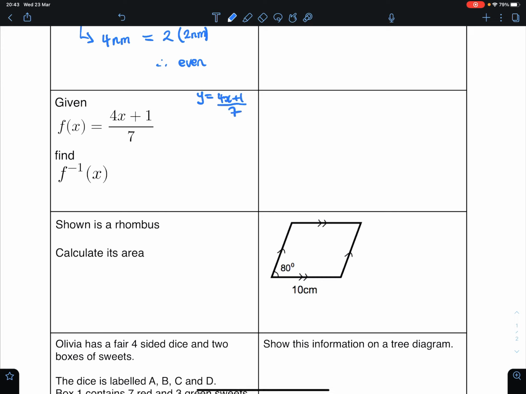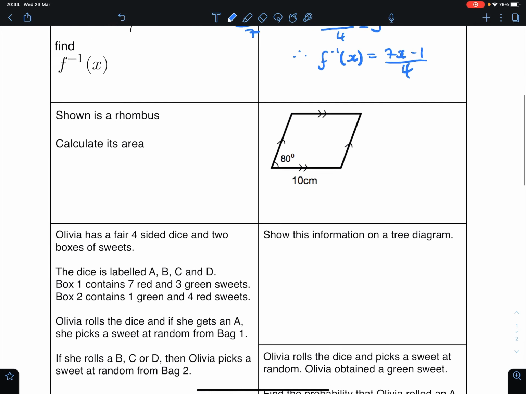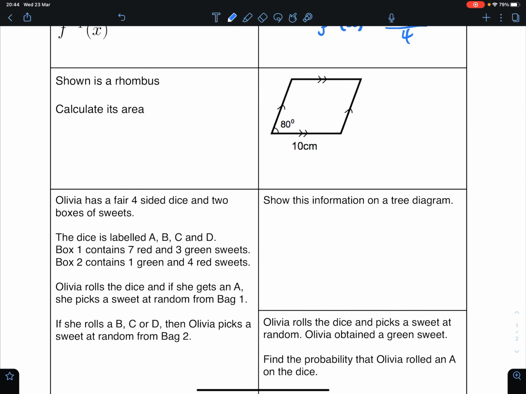So first of all, if we multiply both sides by 7, we get 7x equals 4y plus 1. So done that. Taking away 1 from both sides, we get 7x minus 1, which is equal to 4y. Then dividing both sides by 4, we get 7x minus 1 over 4 is equal to y. And that would then allow us to represent our inverse function. So f minus 1 of x is equal to 7x minus 1 over 4. Let's keep it moving. So next question, shown is a rhombus, calculate its area.